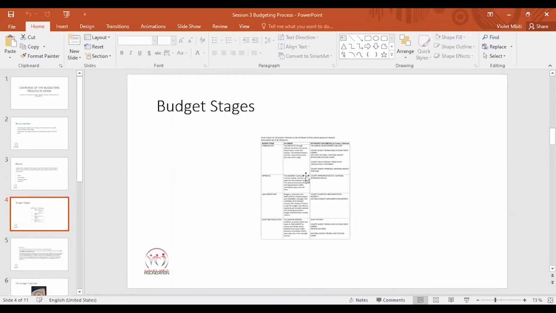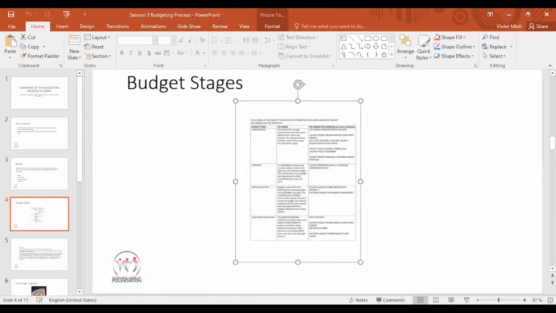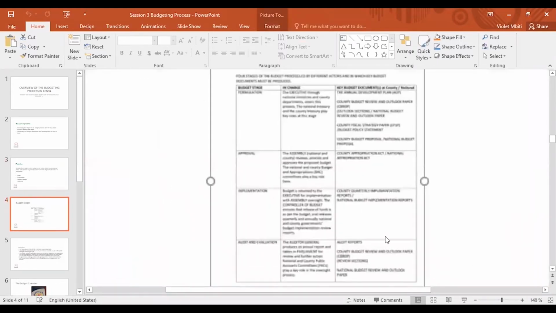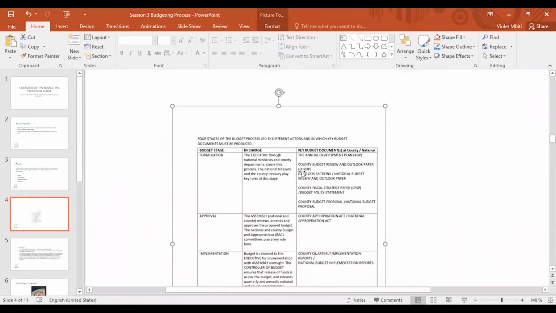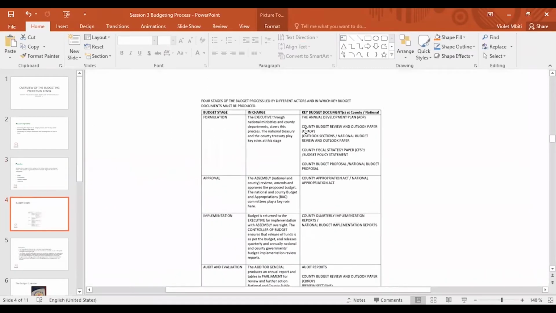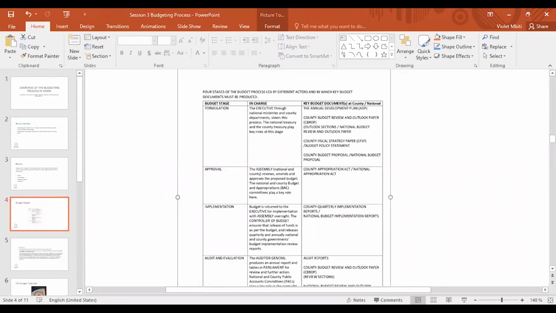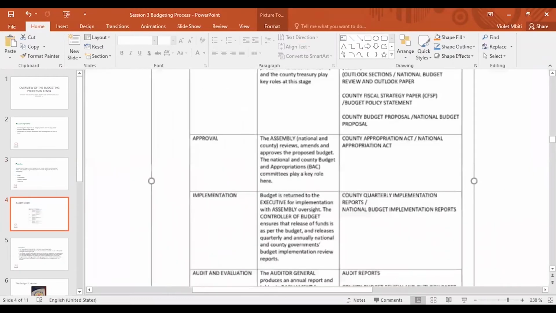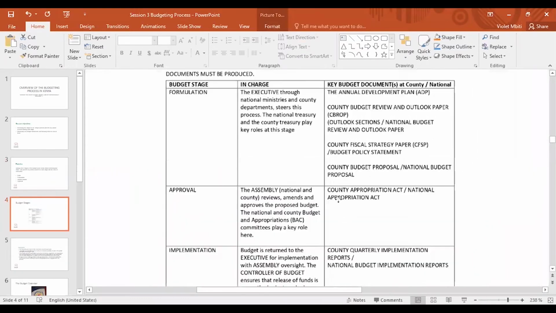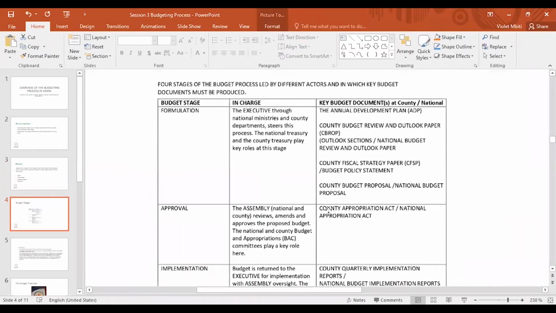So these are the budget stages, and I'd like to zoom. Just a minute. Can you see clearly now? Yes, it's clear.